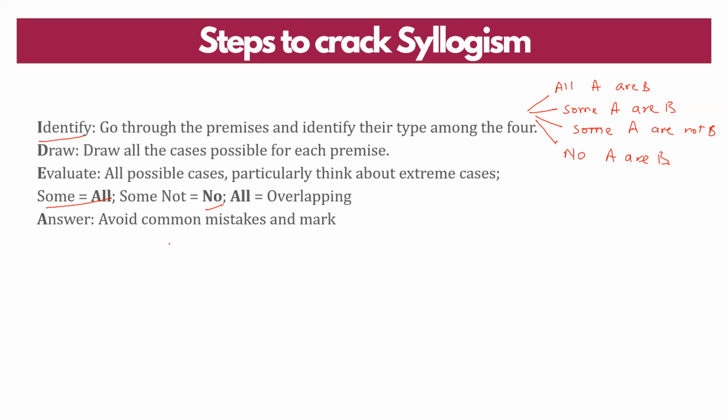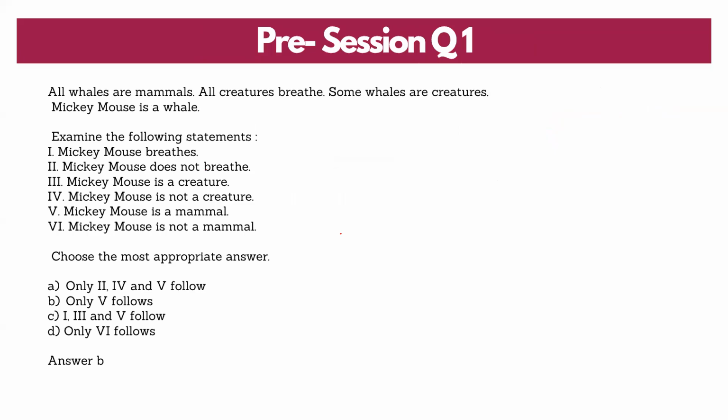Avoid the common mistakes. The first common mistake: some A are B does not mean that some A are not B. Common mistake number two: all A are B doesn't mean that all B are A. Common mistake number three, and the most important one: when you draw the diagram, please take care. If there is no relationship given between the two entities, then do not draw the diagram in a way wherein you unnecessarily create a relationship between them. So that is the thing.